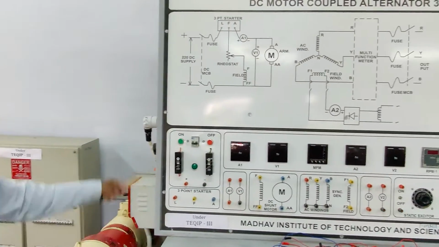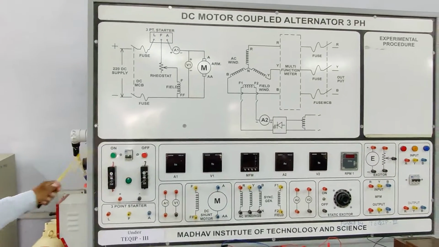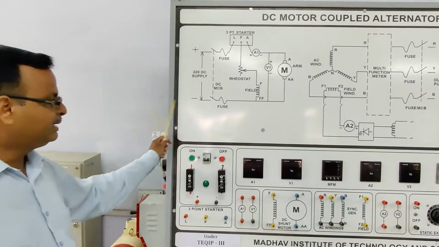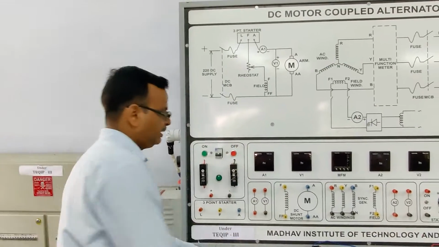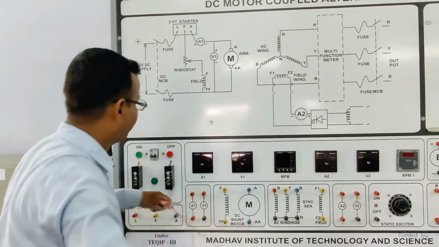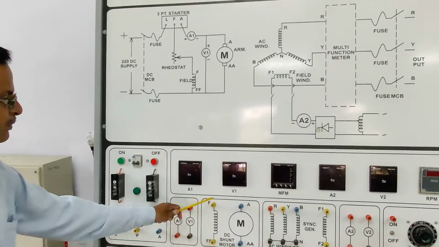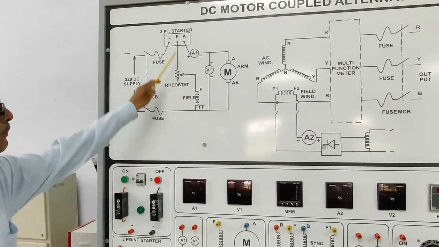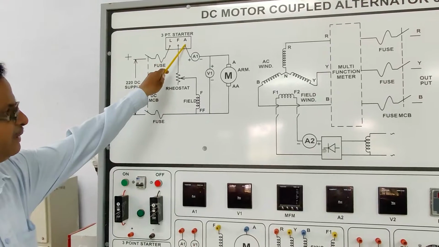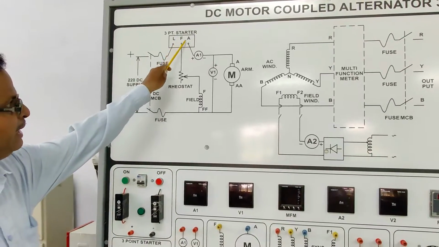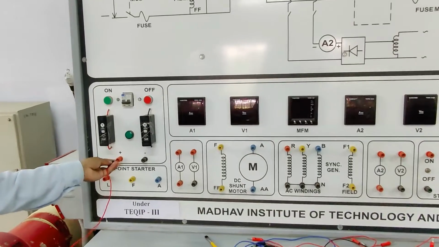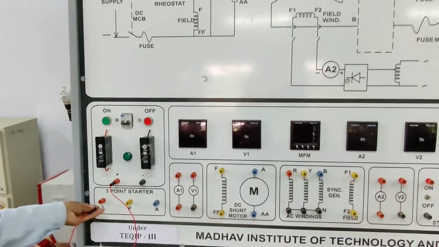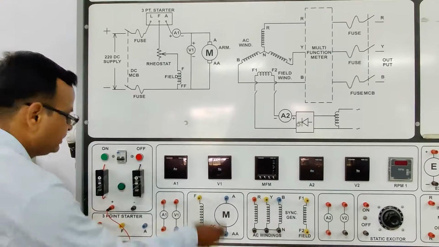So we will learn this experiment in two parts. In the first part we will connect the circuit of the DC shunt motor. The DC shunt motor terminals are given here. For starting the DC shunt motor, we use a starter, a 3-point starter. Here we are using line, field and armature. So we connect a switch, and the supply terminal L is connected to the L terminal of the starter.